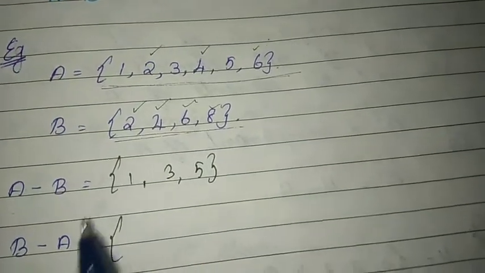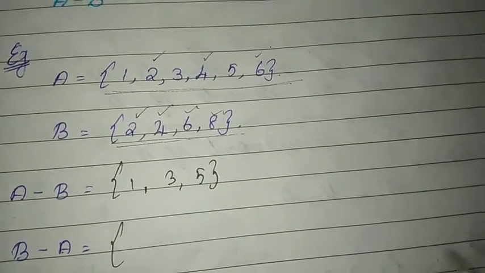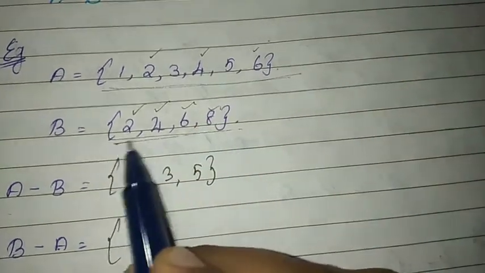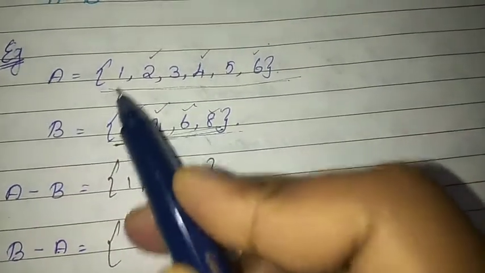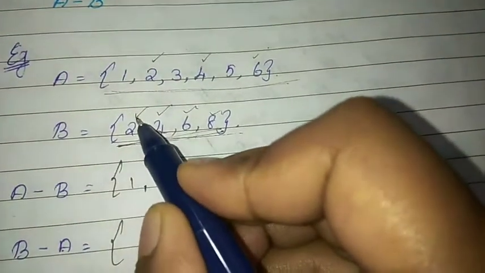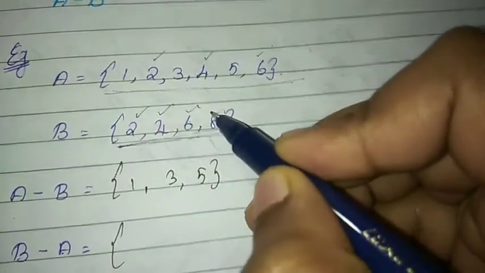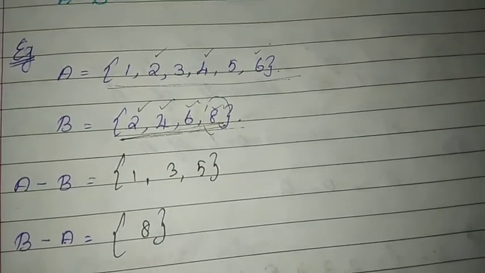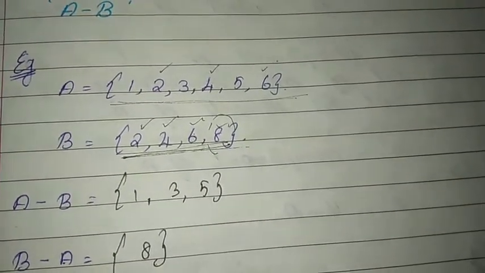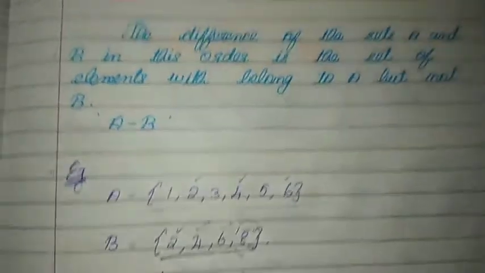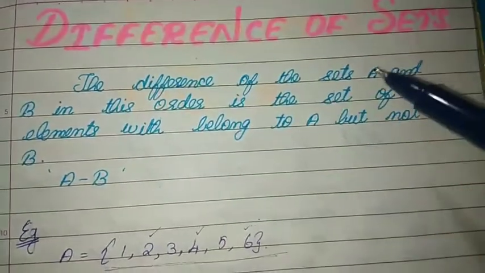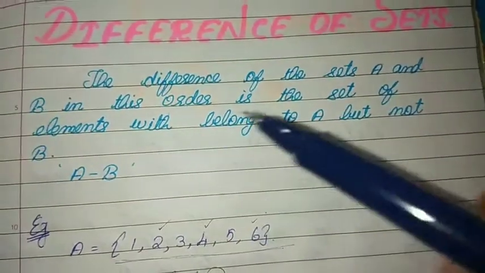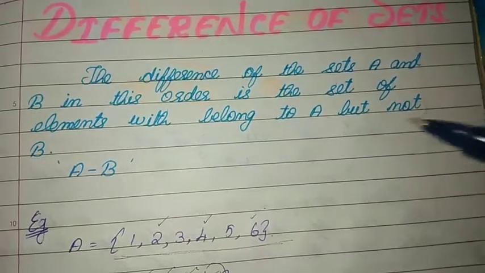Now when I have B difference A, it means I will have all the elements from B except the elements that are common in both A and B. So I have 2, 4, 6 as common over here, so I will be left with only 8. So my required set is this. Now I think you will understand when I show you the definition. The difference of the sets A and B in this order is the set of elements which belong to A but not B.